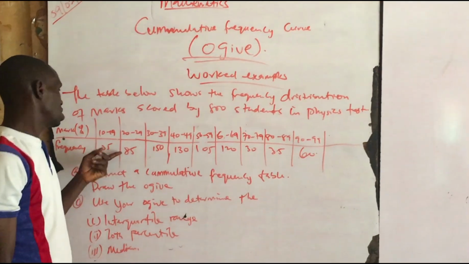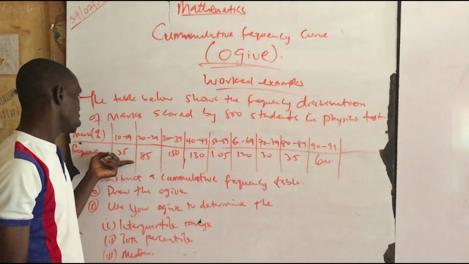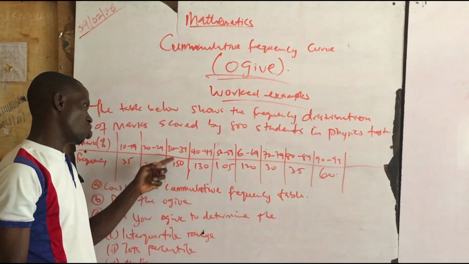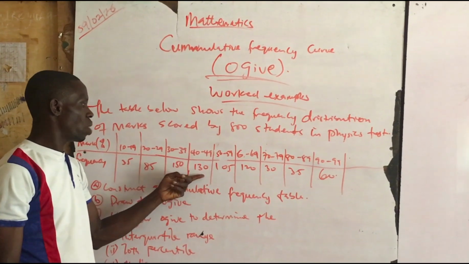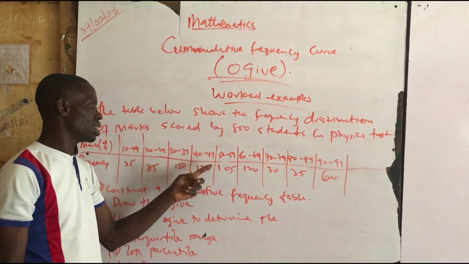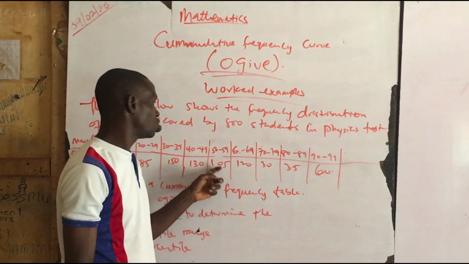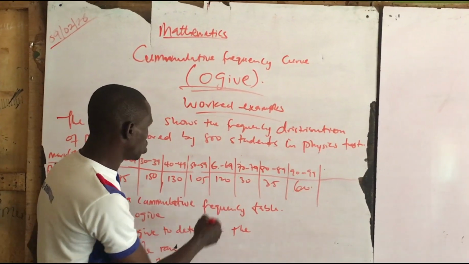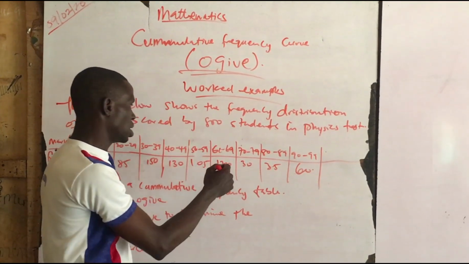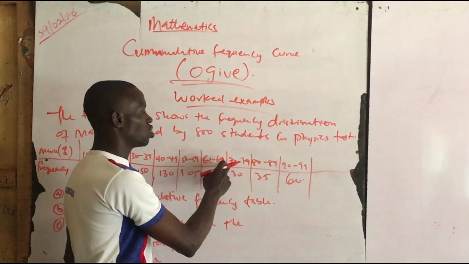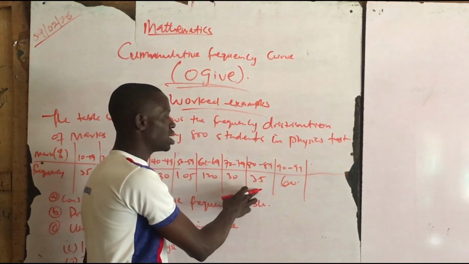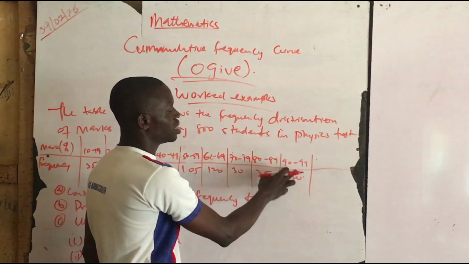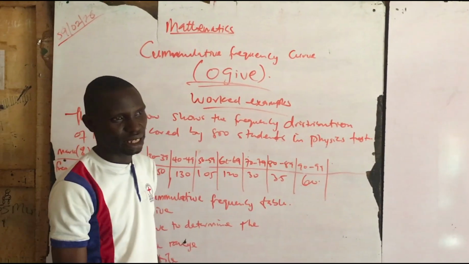10 to 19, you have 35 students. 85 students scored 20 to 29. 150 students scored 30 to 39. 130 students scored 40 to 49. 105 students scored 50 to 59. Then 120 students scored 60 to 69. 30 students scored 70 to 79. 35 students scored 80 to 89. Then 60 students scored 90 to 99.